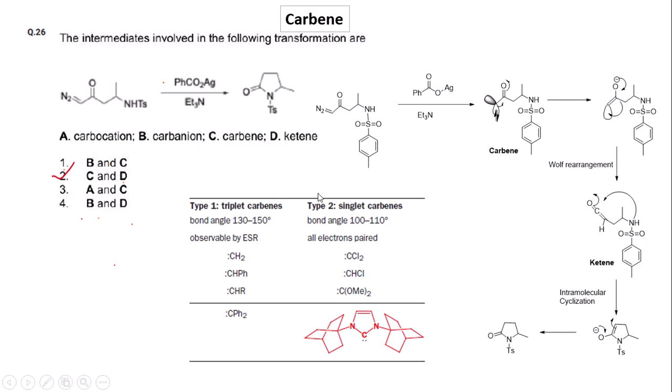Here, this screenshot has been taken from the Clayden book, where a similar type of carbene intermediate has been proposed, where diphenylcarbene mostly exists in the triplet state, whereas dimethoxycarbene mostly exists in the singlet state.